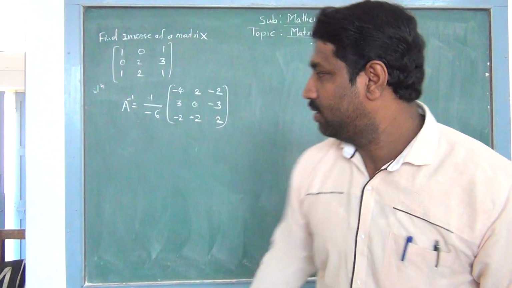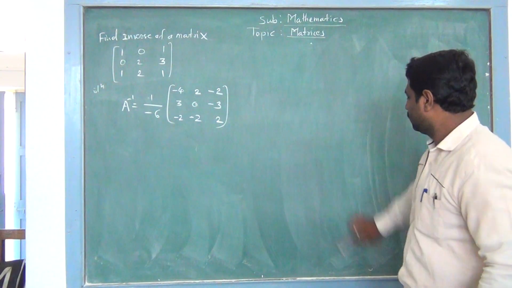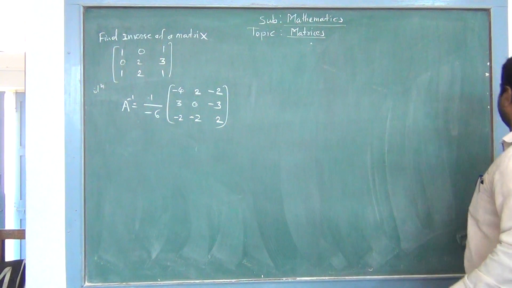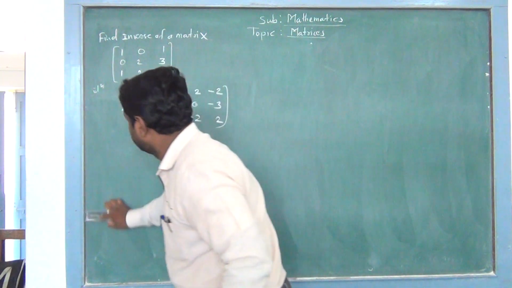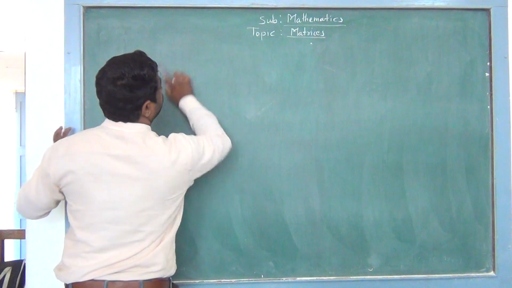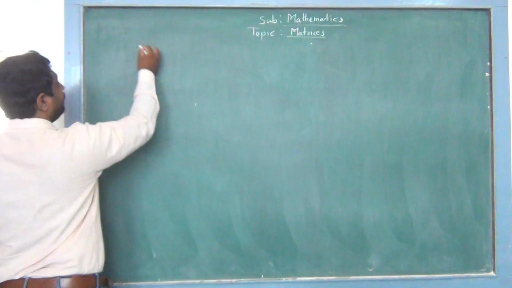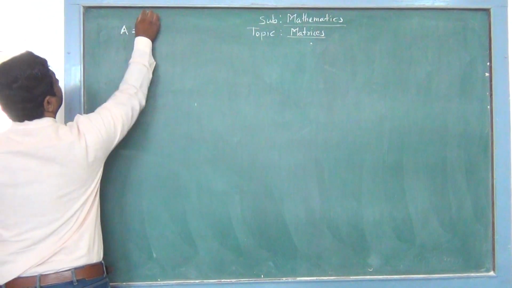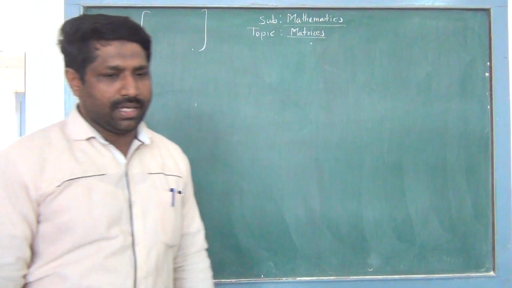Now we see the second example, a 3 by 3 matrix. Example of inverse of a matrix by adjoint method. Now the example is: find the inverse of the matrix A by adjoint method.